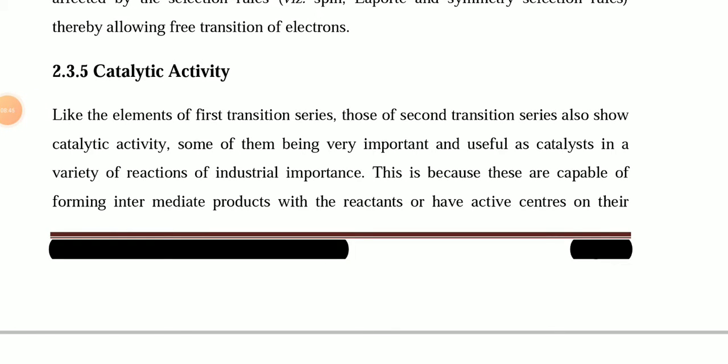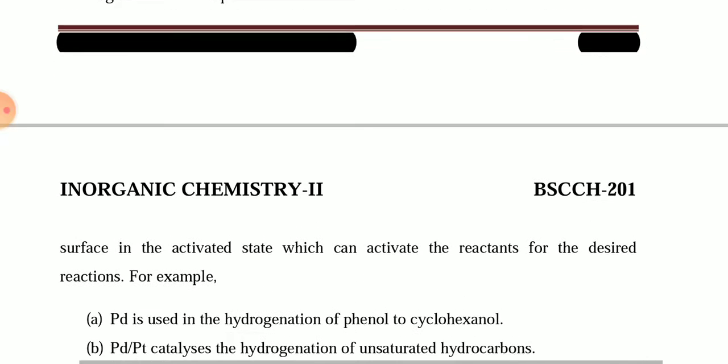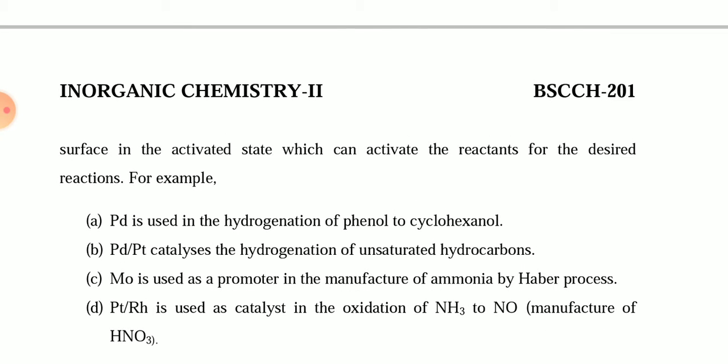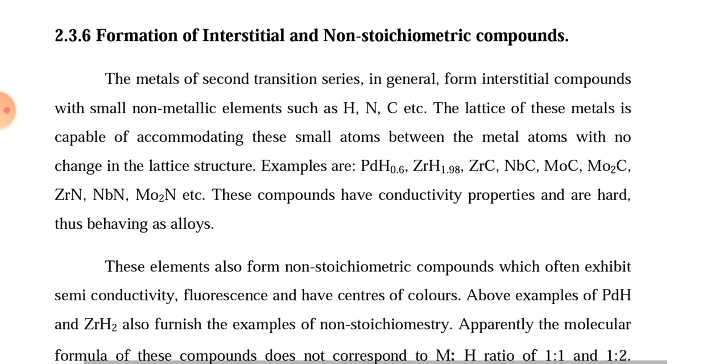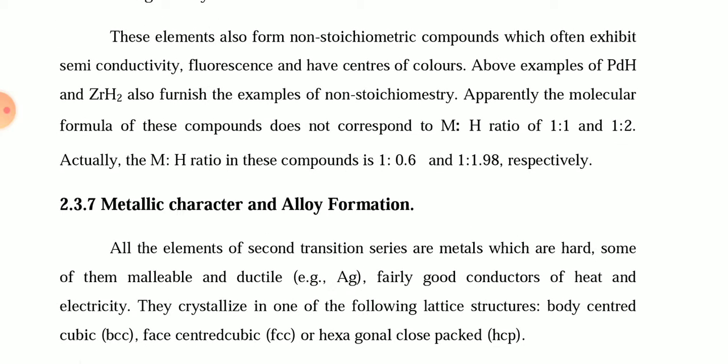The second transition series also shows catalytic activity, some of them being very important and useful as catalysts in various reactions of industrial importance. Okay, this is because they are capable of forming intermediate products and reactants on their surface in the activated state, which can activate the reactants. Palladium, platinum, molybdenum, and ruthenium are used as catalysts. Okay, the next is metallic characteristic and alloys.